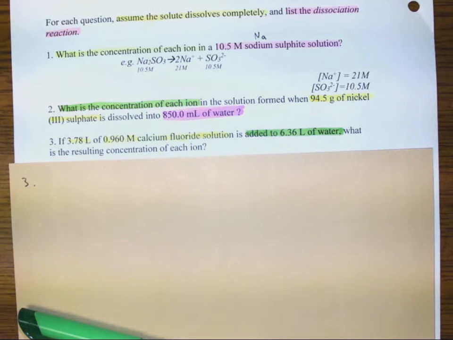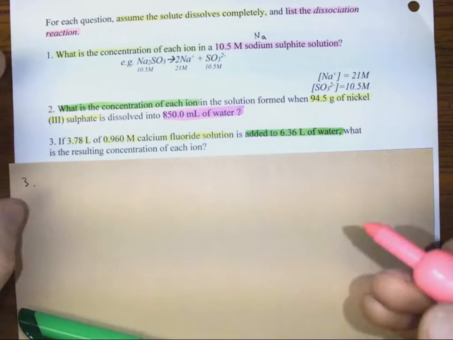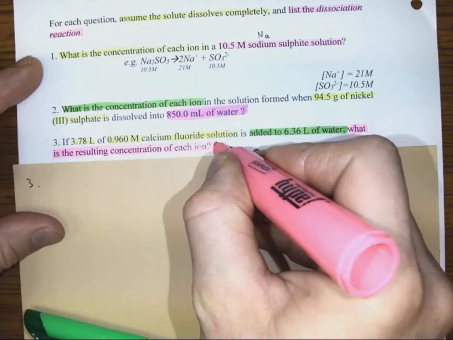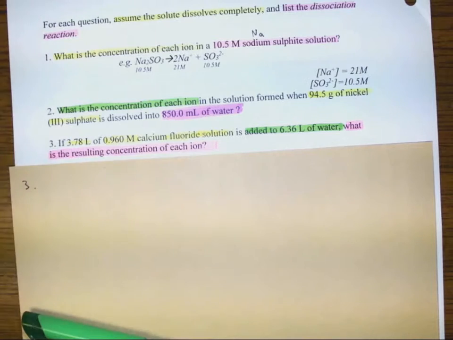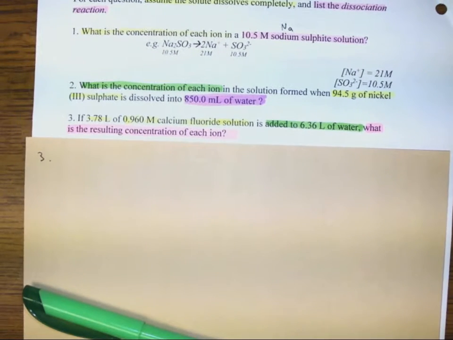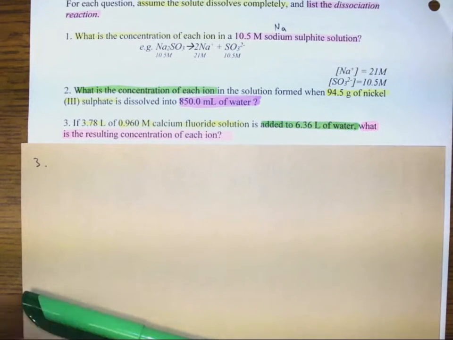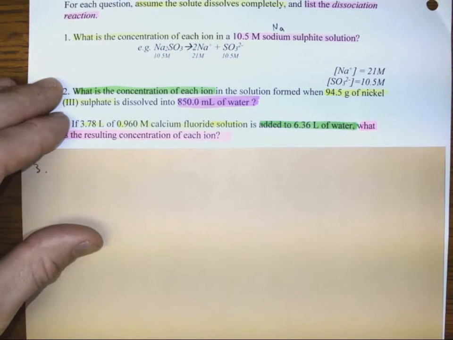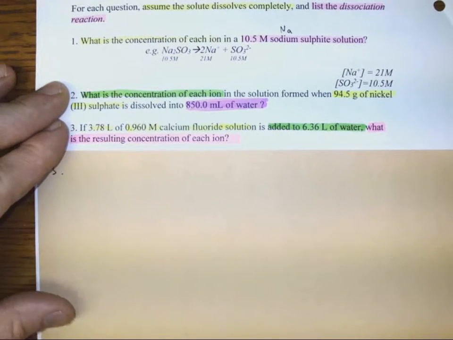All right, and lastly, we have a question, so we need to make sure we're going to answer that. And it says, what is the concentration of each ion? Okay, so we have a metal and a non-metal, calcium and fluoride. All right, where to start?